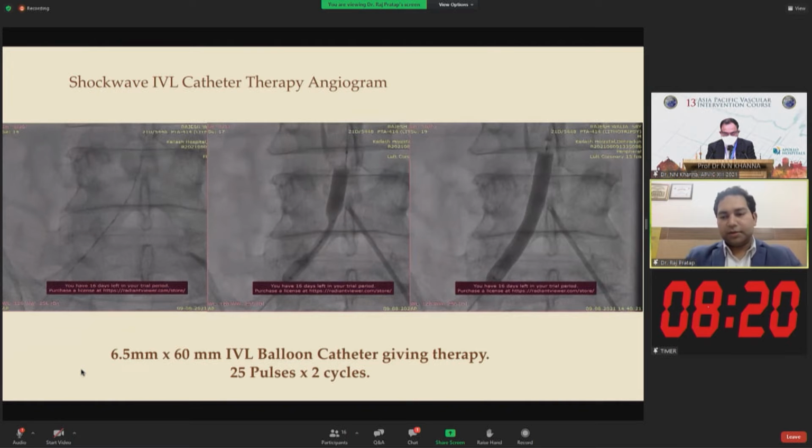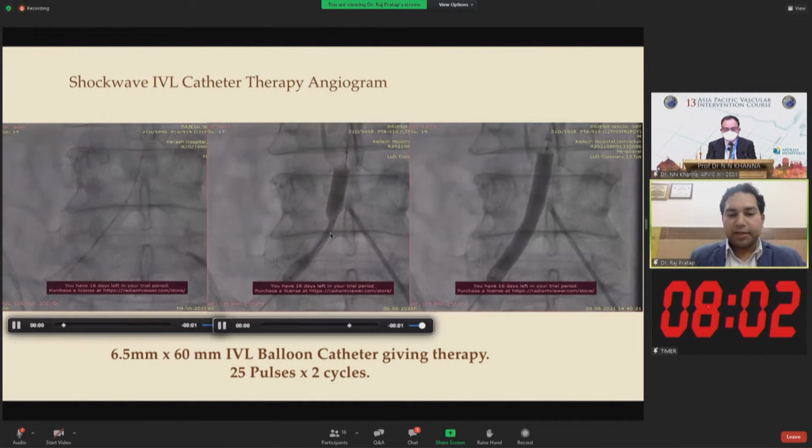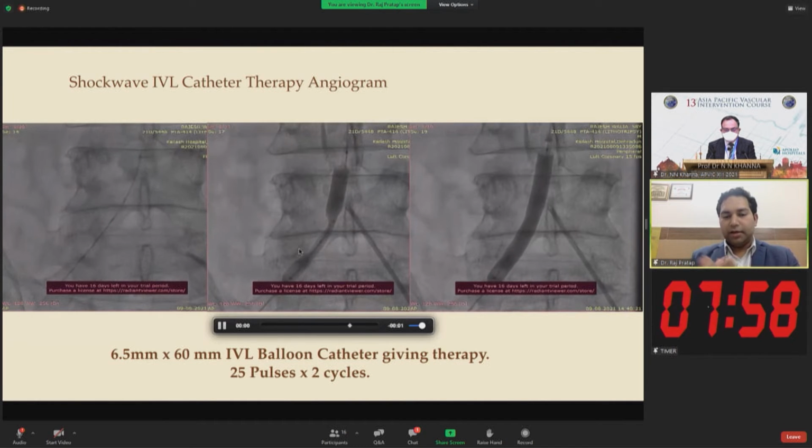As we say, one should take a balloon around 10% higher in size for getting the optimal technique for IVL. The distal size on CT was around 6.5, so we took a 6.5 by 60 mm peripheral IVL balloon. We inserted it, and as you can see in the second frame, even when we had inflated the balloon to 4 atm, the middle portion was a tight stenosis because of calcium. The balloon was not opening up.